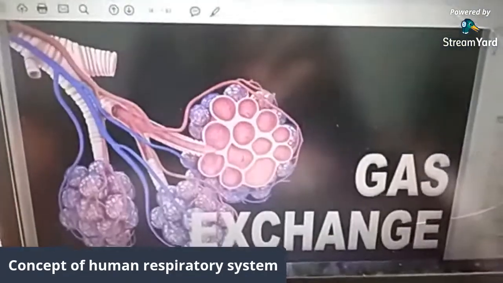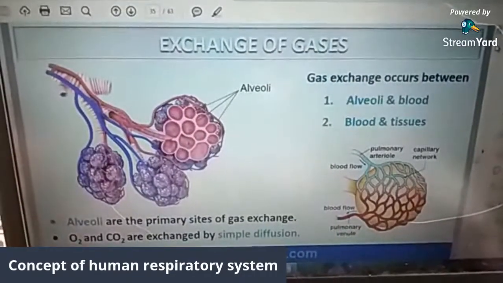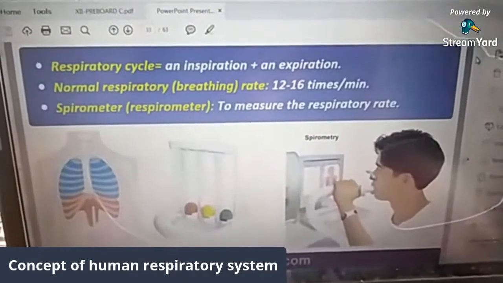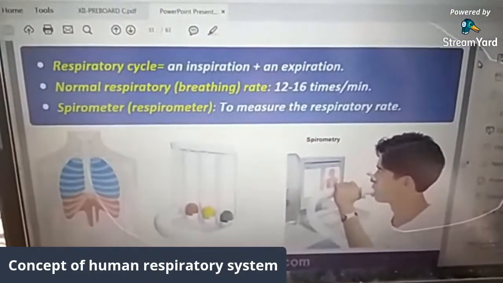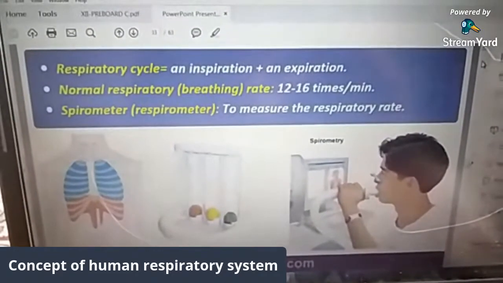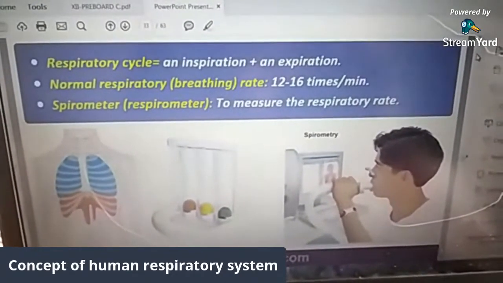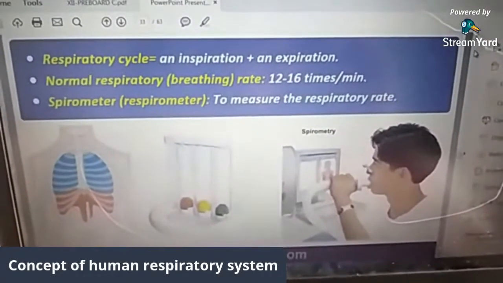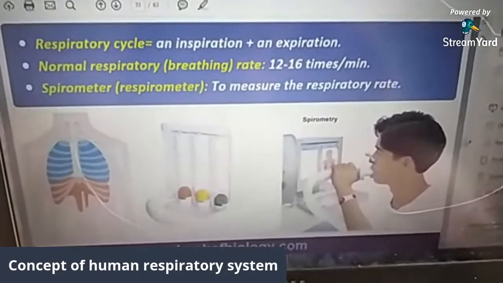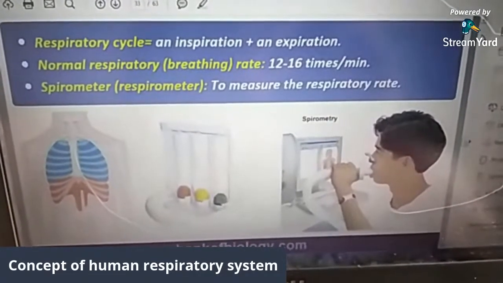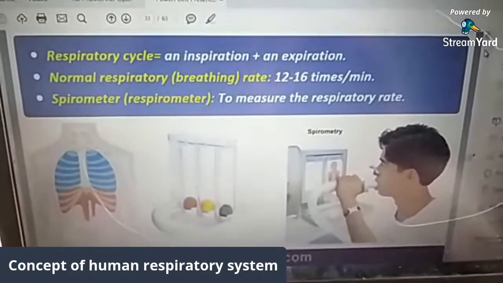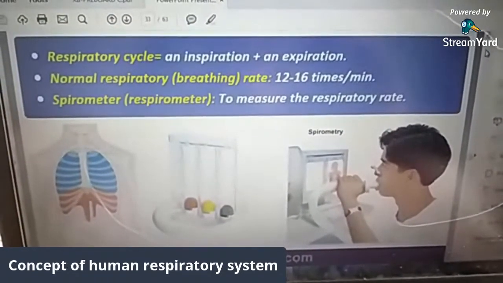Tomorrow I will discuss the gas exchange process. Today I have discussed the human respiratory system and the mechanism of breathing. Tomorrow I will discuss the normal gas exchange process, and the day after tomorrow we will discuss the disorders related to the respiratory system. Then the chapter will be completed. After that we'll start the revision.